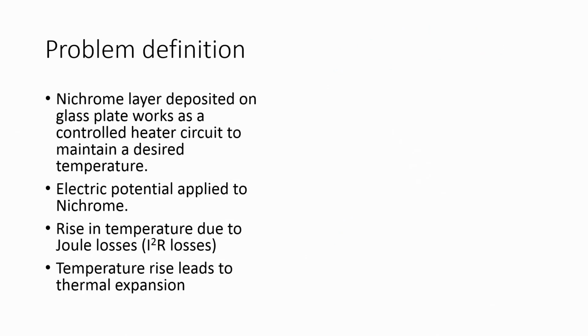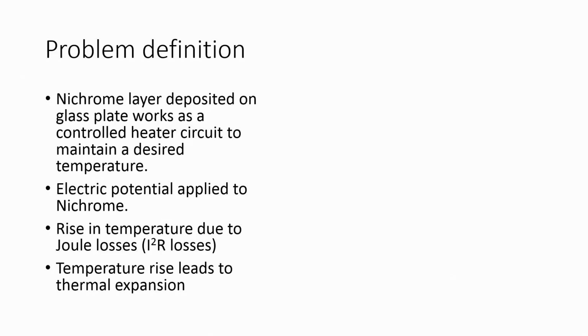So, what is the problem definition? The problem definition for this class is that we want a heater made up of nichrome, which is deposited on a glass plate, and we want to control this heater circuit to a desired temperature. So, we need to maintain this temperature.